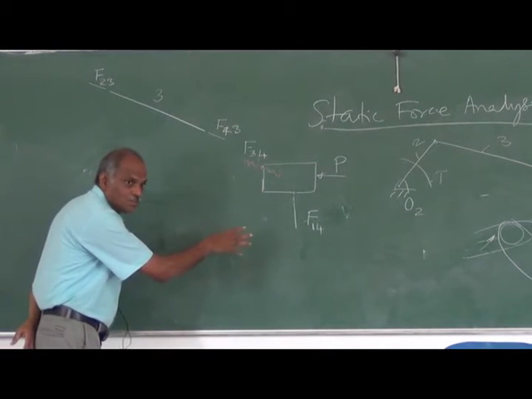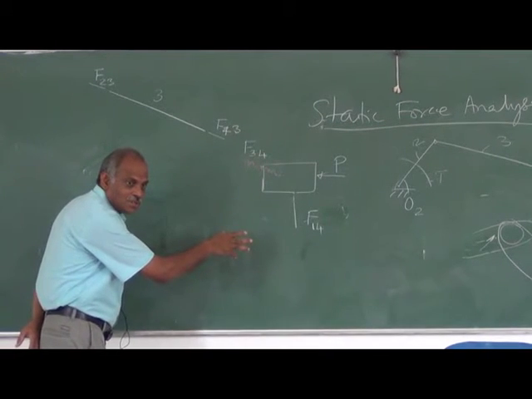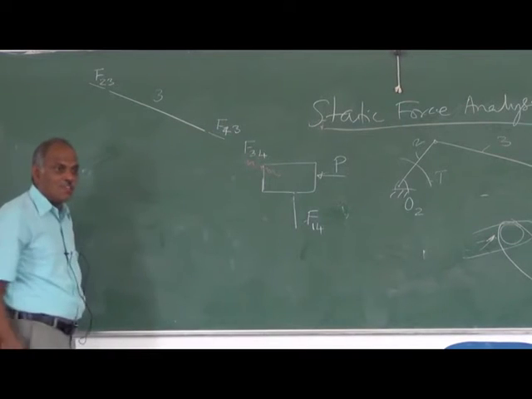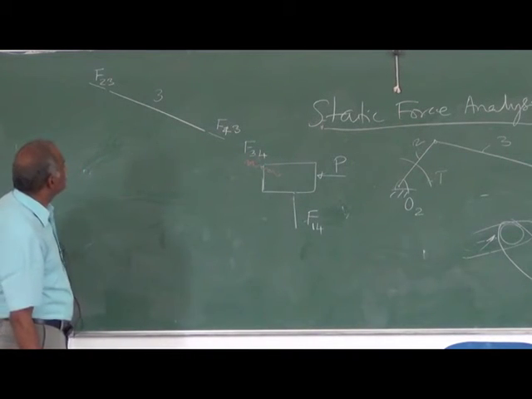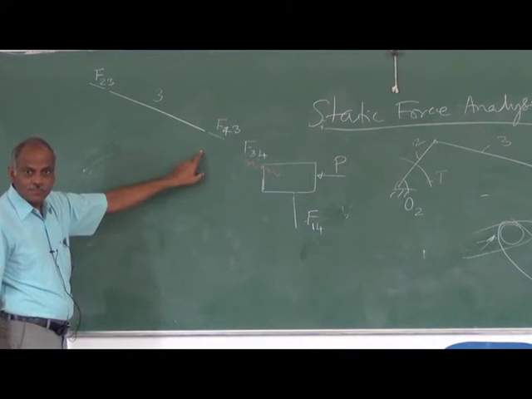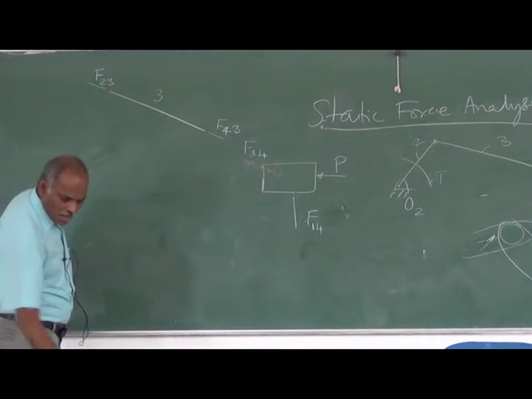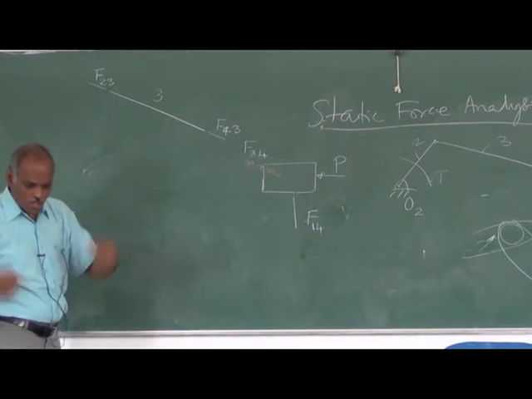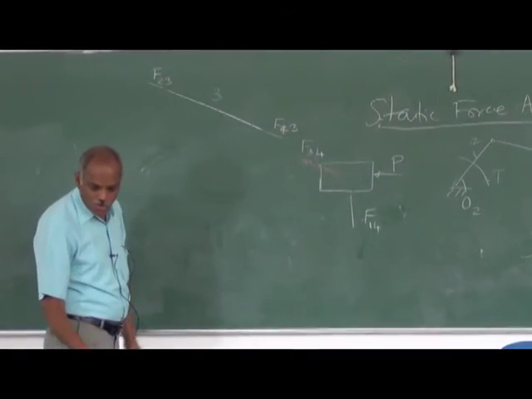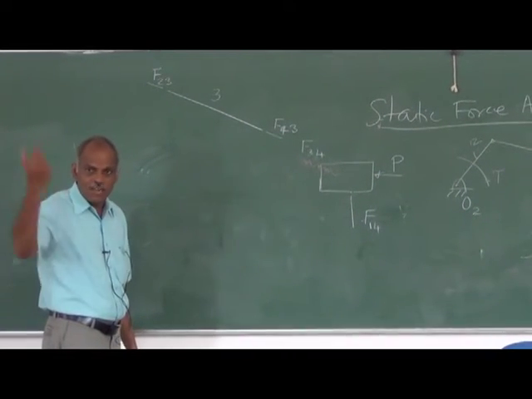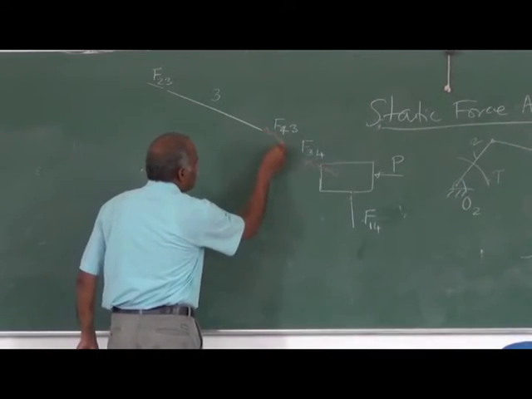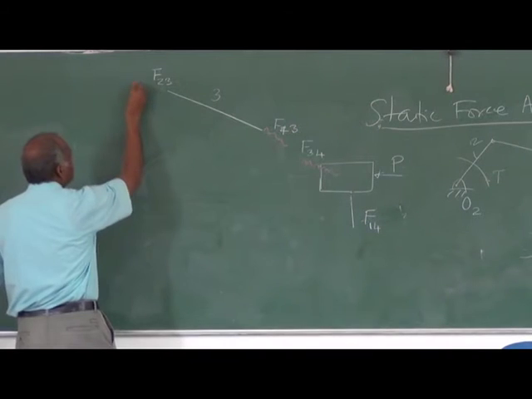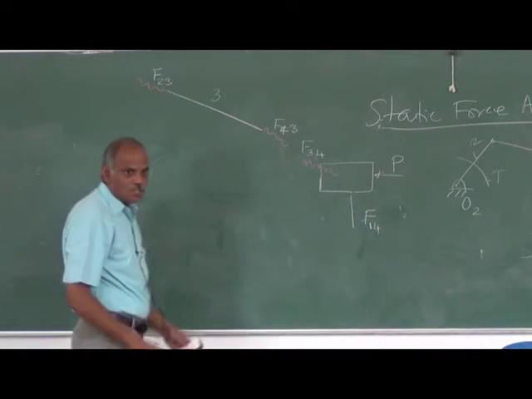But can we solve it now? Not now. You wait. You have to see whether we can get any other clue. Now here, because there is a revolute joint, as I told you, a revolute joint can transmit force, but in any direction. F43, both magnitude and direction, and F23, both magnitude and direction, are not known.